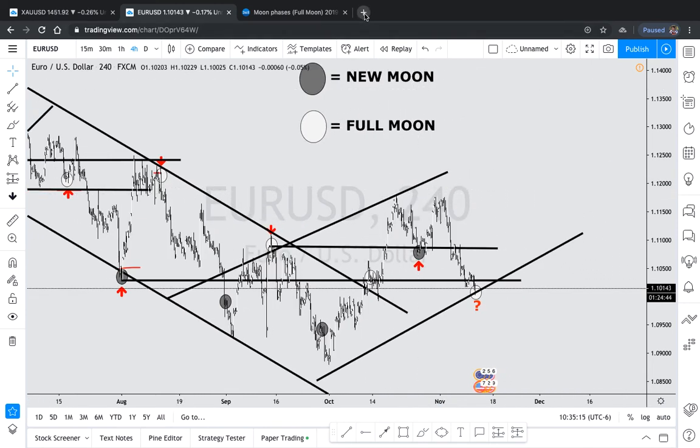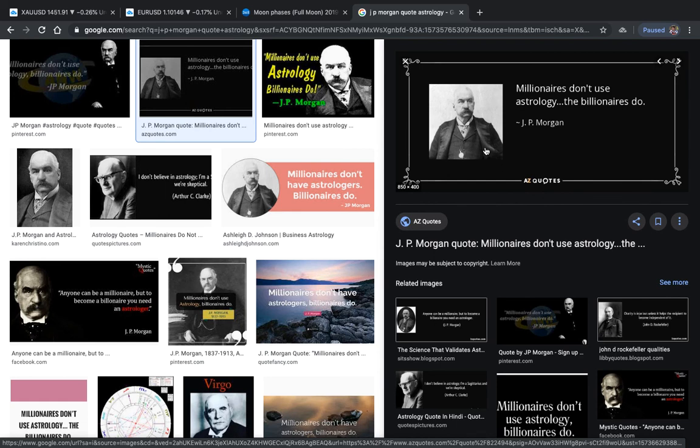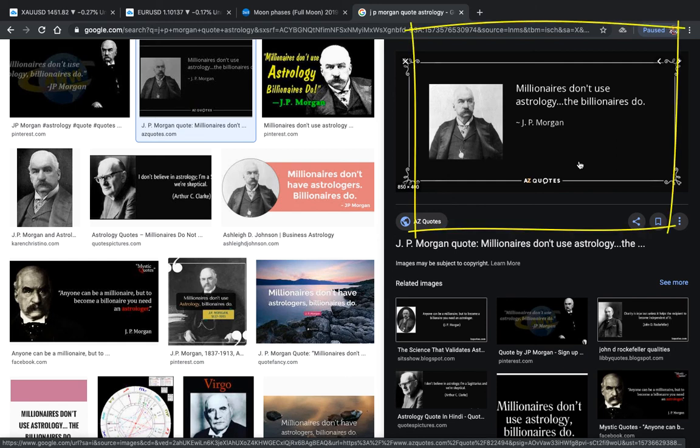And then one last thing that I want to show you guys would be this. Okay, and this is exactly what I wanted to show you guys. If you guys have not heard of JP Morgan, he is basically the founder of Chase, JP Morgan, the bank. And it's kind of funny how that correlates with the Forex markets, because if you haven't yet, make sure to watch the video on the top 10 Forex traders in the world, because in there, those top 10 traders are all banks. And two of those banks are Chase and JP Morgan. But I find it really interesting that JP Morgan was quoted saying once, millionaires don't use astrology, the billionaires do.